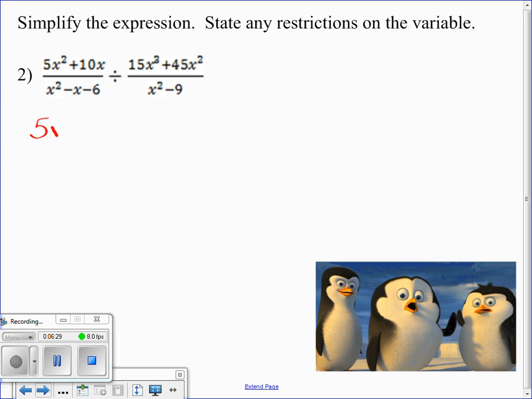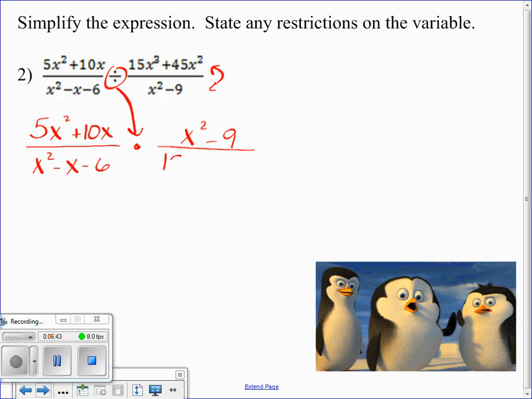So first one's going to stay the same. I'm going to take my division. I'm going to change it to multiply. And we're going to flip this one over. Hold on. They were not okay if I did it, so I'll rewrite it.